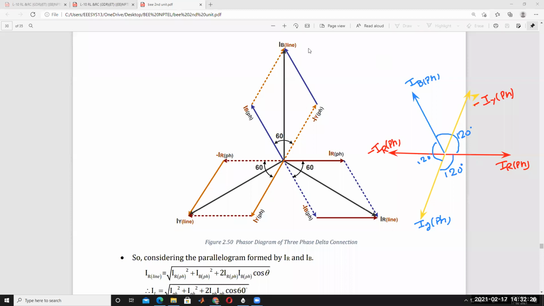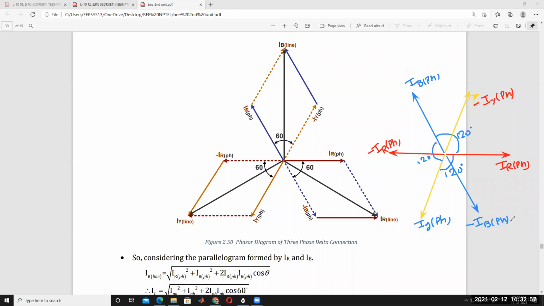Similarly, B phase also. This is called positive. Am I right? For negative, this is the negative side, same as this. So IB phase negative, same here also. Negative side minus IB phase.